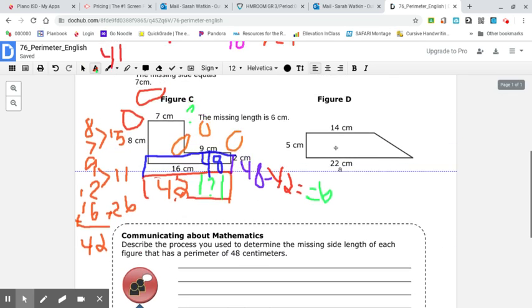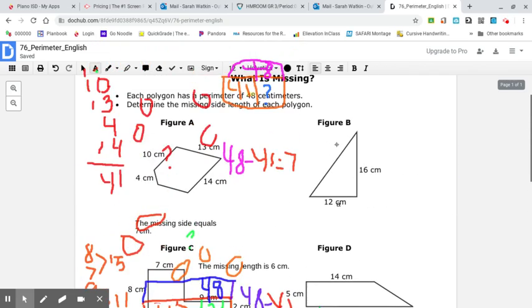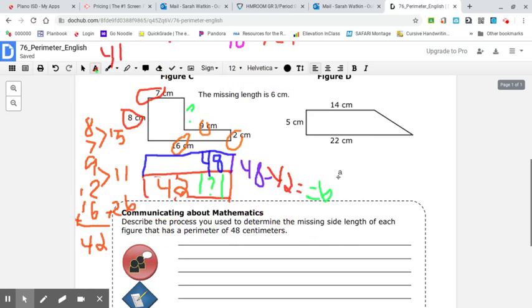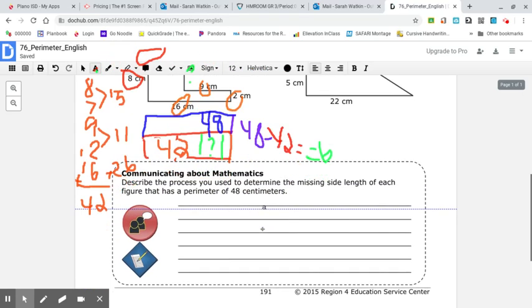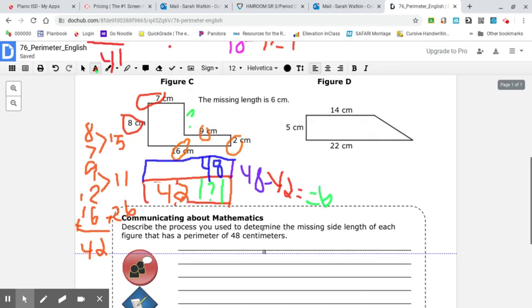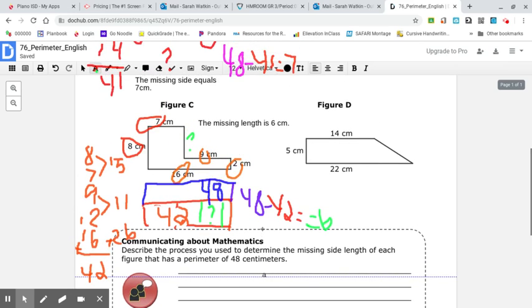So your job for today is to do figure B and figure D and answer communication about mathematics. Okay? You're going to do this on a piece of paper.